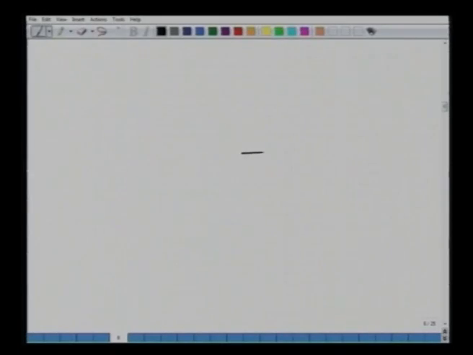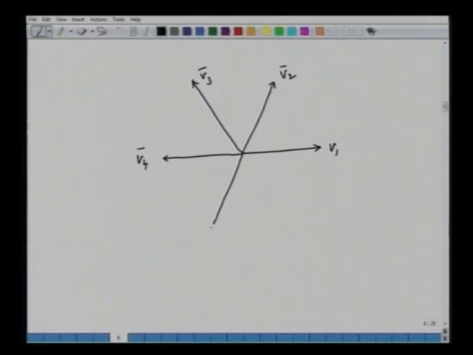So, we have V1, V2, V3, V4, V5, and V6, and this is our V7, the zero voltage vector, and V0 is also a zero voltage vector.